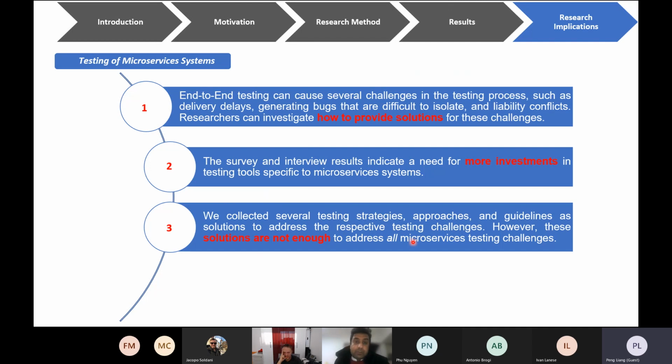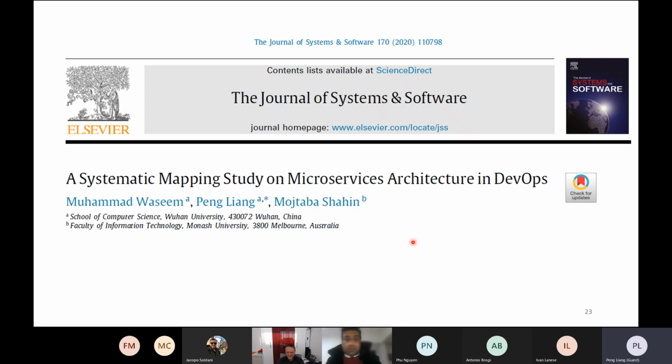Again, detail is available in our paper, and we will provide the link to our paper. And finally, I will use the opportunity. Here I will finish my presentation, but I still have something to share with the microservices enthusiasts. I will share some of our papers that have been published in the last 2 years regarding microservices architecture. This is a systematic mapping study that was published in the Journal of Systems and Software in December 2020. It's a very detailed study, and currently is one of the highly cited papers in JSS.